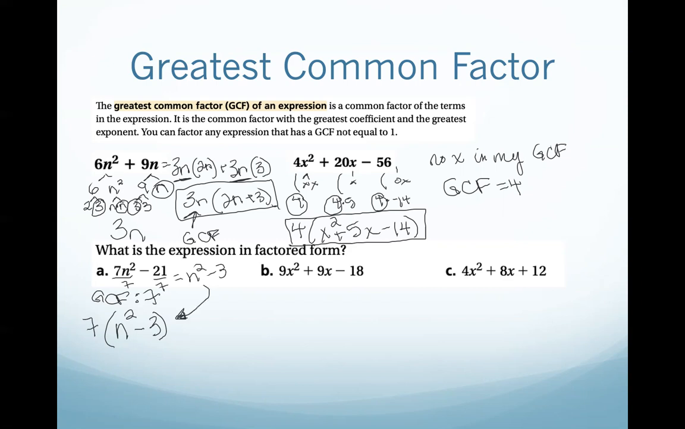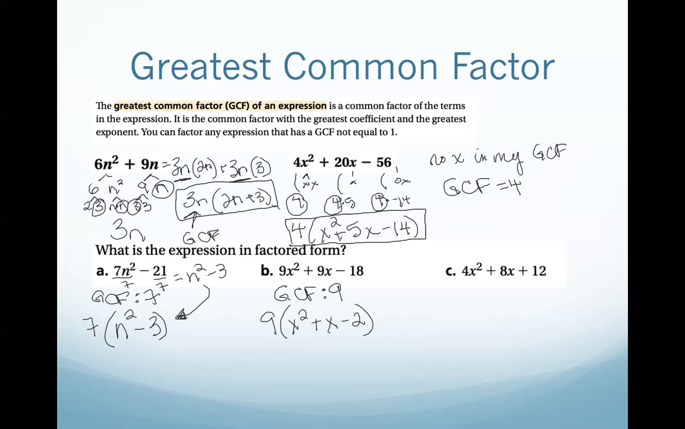Okay, on part B, we're doing the same thing. I usually do my variables first. I have x squared, x, and no x, so there's not going to be a variable in this greatest common factor. I'm looking at the numbers now. I have 9, 9, and negative 18. Those all have a common factor of 9. So if I factor out the 9, I'm left with x squared plus x minus 2.